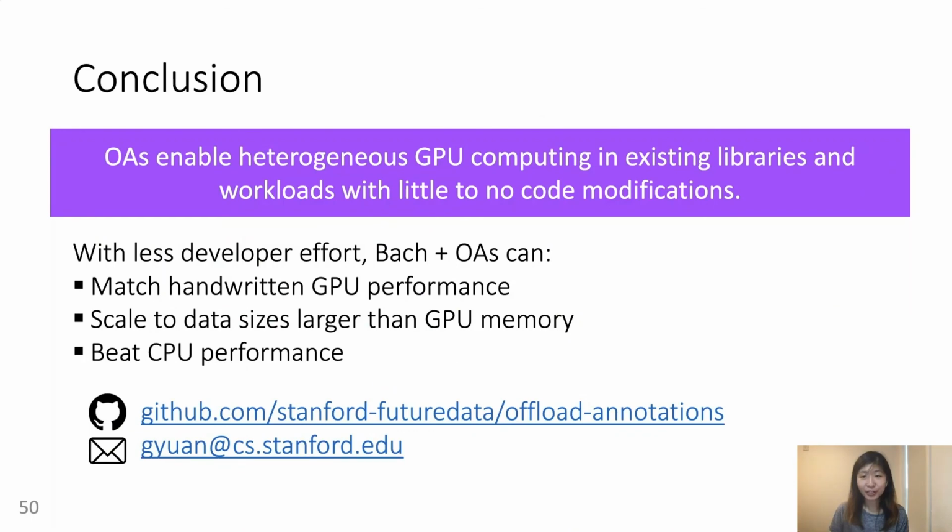In conclusion, offload annotations enable heterogeneous computing in existing libraries and workloads with little to no code modifications. Our 3 main takeaways are that with less developer effort, Bach and offload annotations can match the performance of handwritten GPU implementations, scale to data sizes larger than GPU memory, and beat CPU performance.